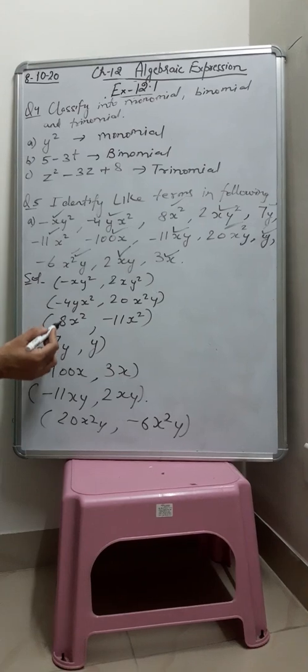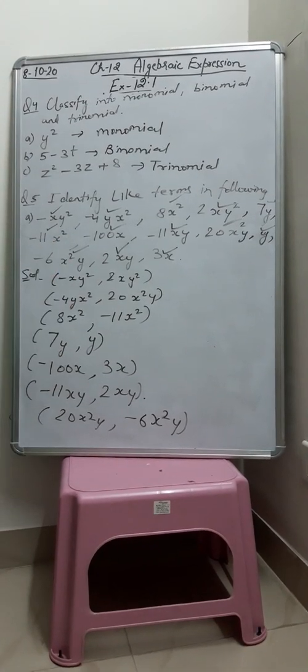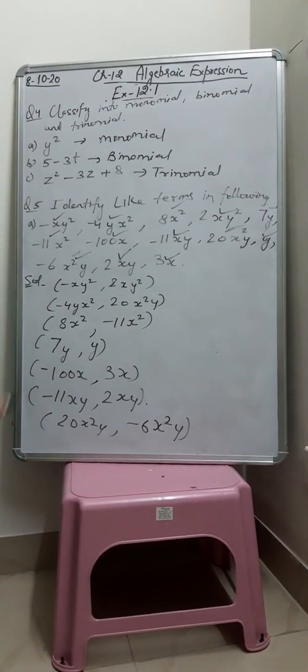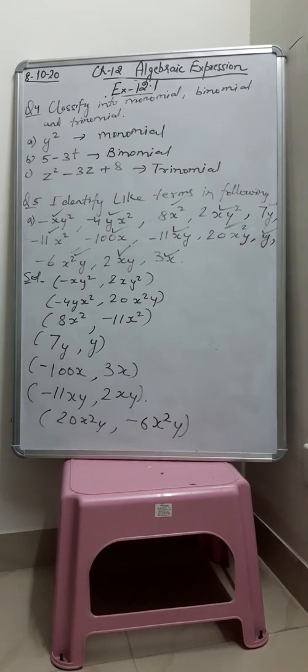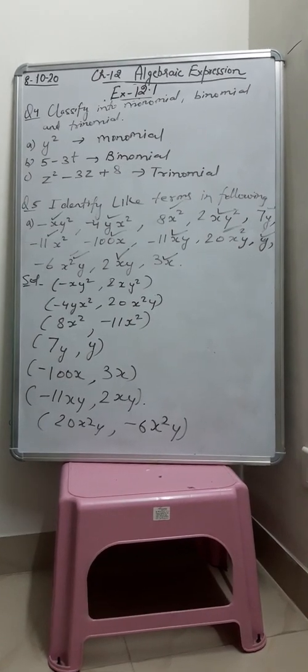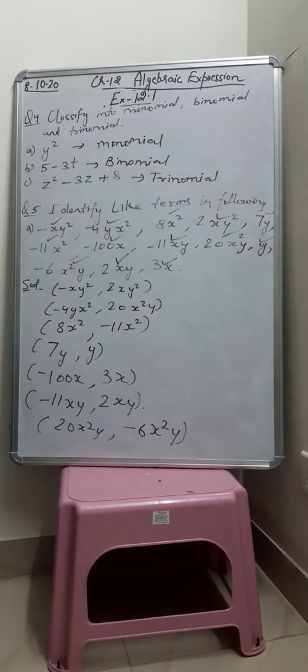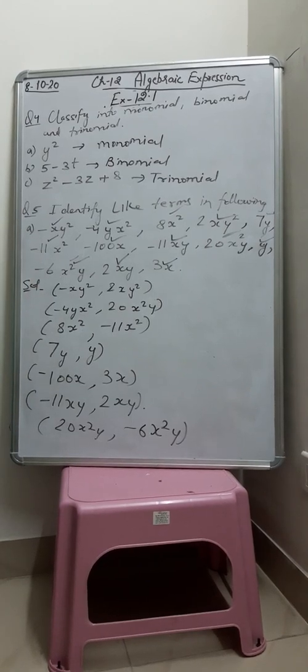So these all are the pairs of like terms for this question, and all these sums I have done in exercise 12.1. I am giving you the same type of sums in homework as a worksheet. Understand them and try to solve them. Thank you.